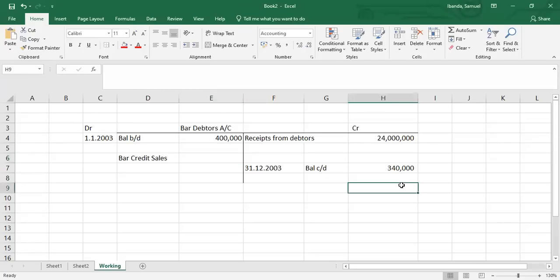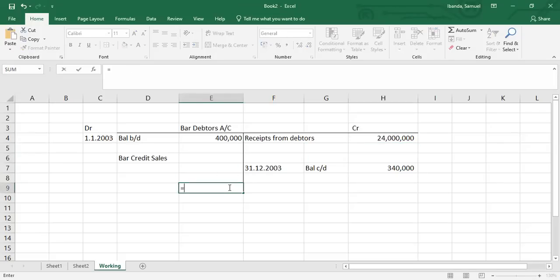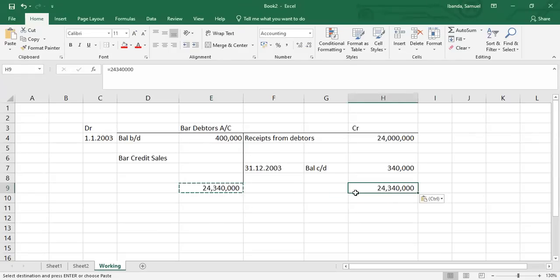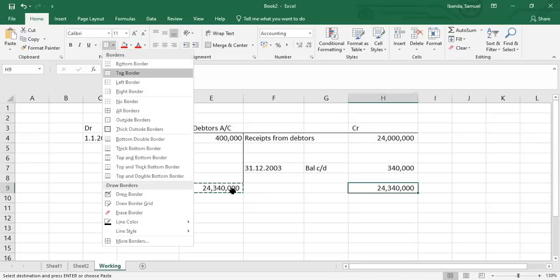So for me to balance off this account, because I've put this and I've put this, for me to balance off this account to make sure that it has similar totals, the total of each side is 24. Okay, the total on the big side, which is the credit side, is 24. So I'll have the same total across through, which is 24,340,000. So I'll have it here and there, okay? And this is just a total, just to indicate it's a total.